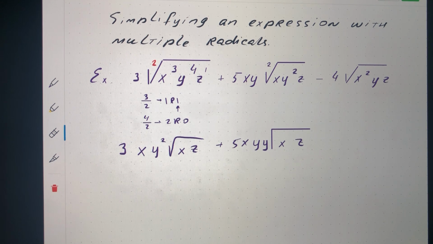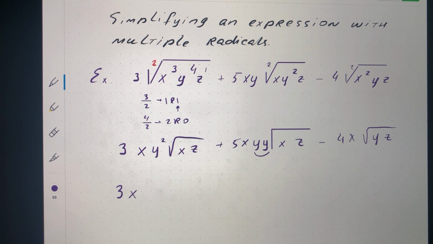And then the last term is minus 4. We have x, 2 goes into 2 once. We have 1x on the outside, none on the inside. And then y and z are to the first power. Now, y times y, of course, is y squared.